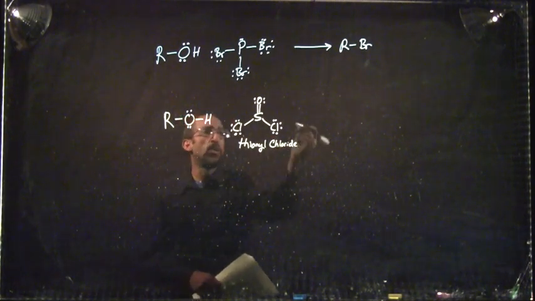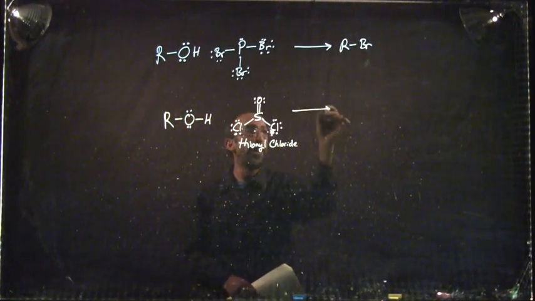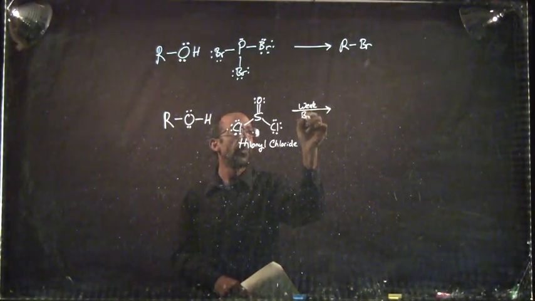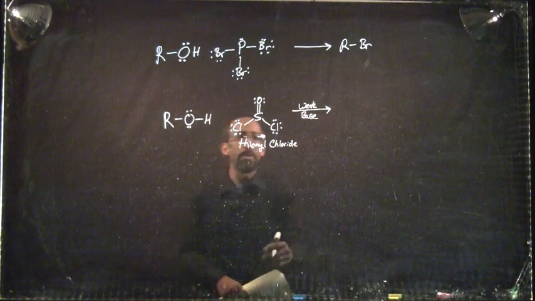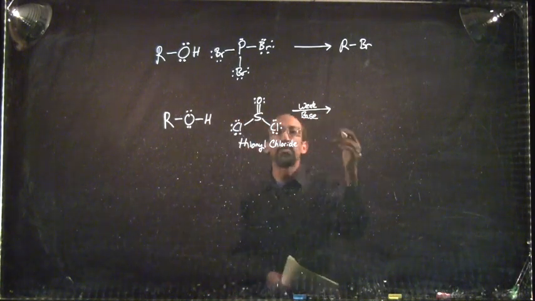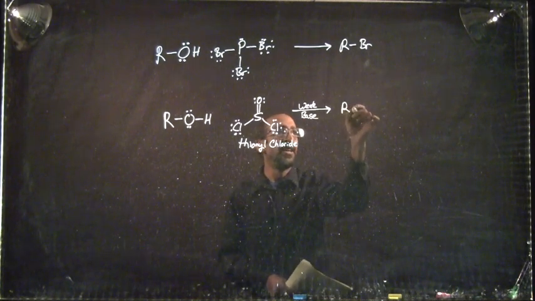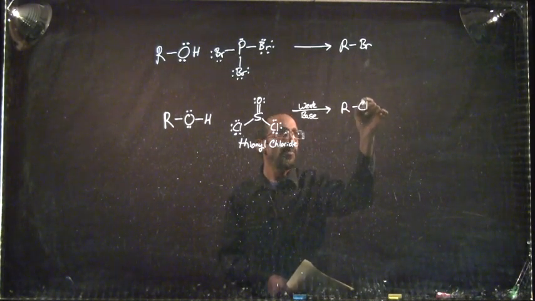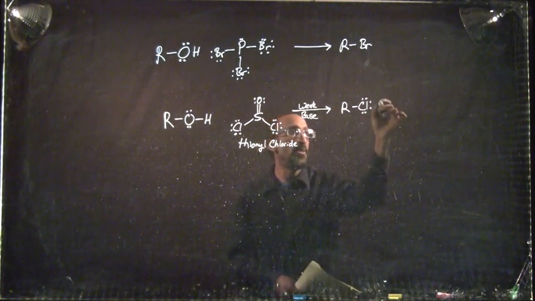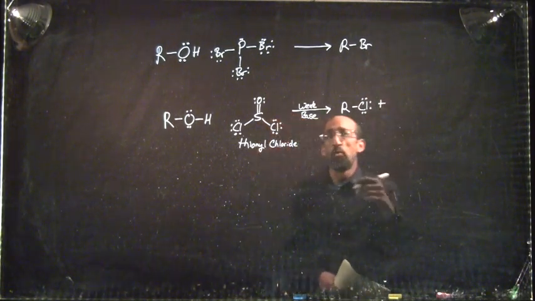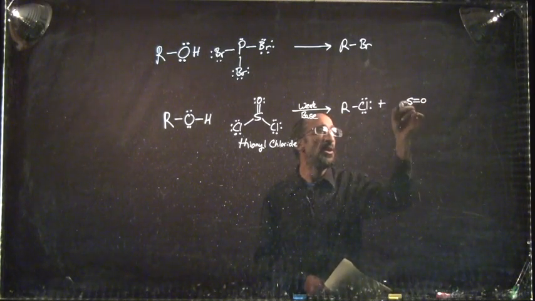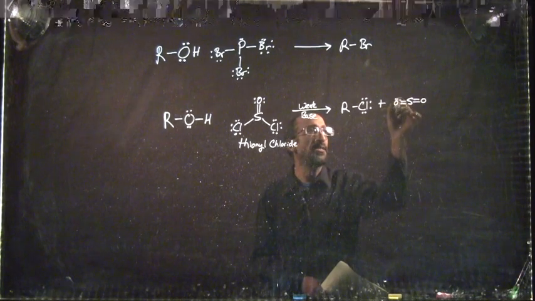When we use thionyl chloride, we need to use this with a weak base. Again, our weak bases are typically pyridine or triethylamine. And overall, this reaction will produce for us an alkyl chloride. I'm going to take a moment and show you the other products that are formed. One of our other side products is going to be SO2, which is a gas.